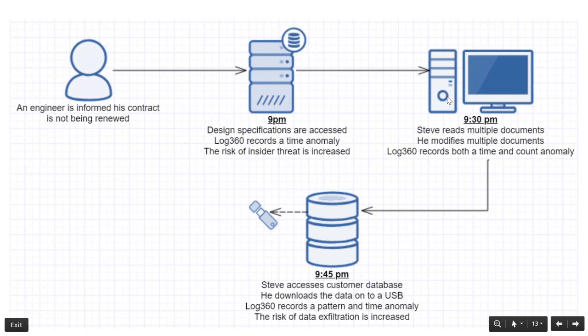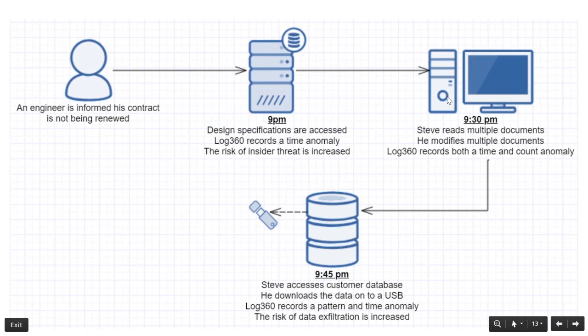And from a UEBA point of view, of course, Log360 or any UEBA solution would record this as a pattern anomaly as well as a time anomaly. Right? He's doing something that is not usual. Maybe he's never accessed this customer database in the past, and now for the first time ever, at 9:45 in the night, he accesses that customer database and copies data to a USB stick, and it's potentially data exfiltration.